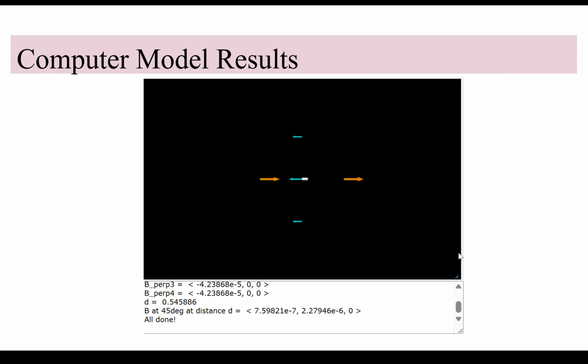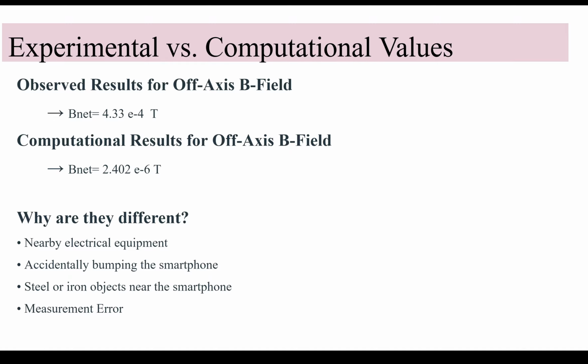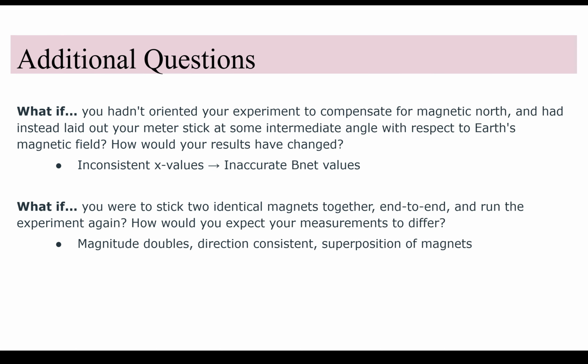Here are the results of our computer model. You can see the arrows represent different pieces of the magnetic field, which is very consistent with accurate values, including in the magnitude and direction. And then if we're looking at our experimental versus computational values, you can see that our observed results, or experimental results, were 4.33 and our computational results were 2.4. And they're really different, and there's a couple reasons. You can include the nearby electrical equipment interference, the accidental smartphone, steel or iron, and of course, measurement error.